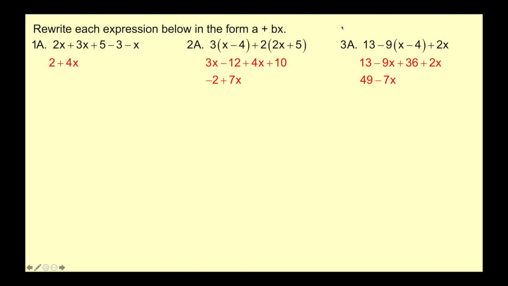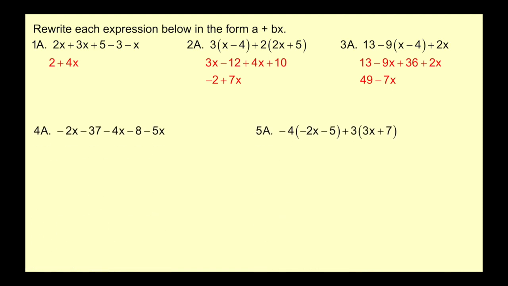And then for number 3, I distribute the negative 9 in. That gives me 13 minus 9x plus 36, and then we still have plus 2x. Again, 13 and 36 will combine. That gives me 49, and then negative 9x plus 2x combines to give me negative 7x.